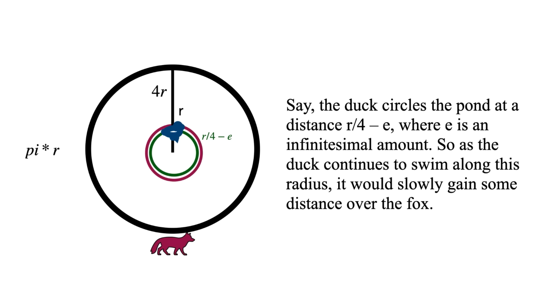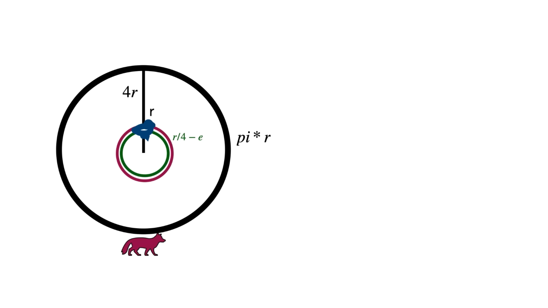Once the duck is able to gain 180 degrees over the fox, the duck would have to cover a distance of 3r/4 plus e to reach the edge of the pond. So why 3r/4 plus e? This is because the duck is already at the distance r/4 minus e, so the distance it has to cover to reach the land is 3r/4, which is the remaining distance, plus e, which is an infinitesimal amount. In the meanwhile, the fox would have to cover half the circumference of the pond, that is the 180 degrees at that point.